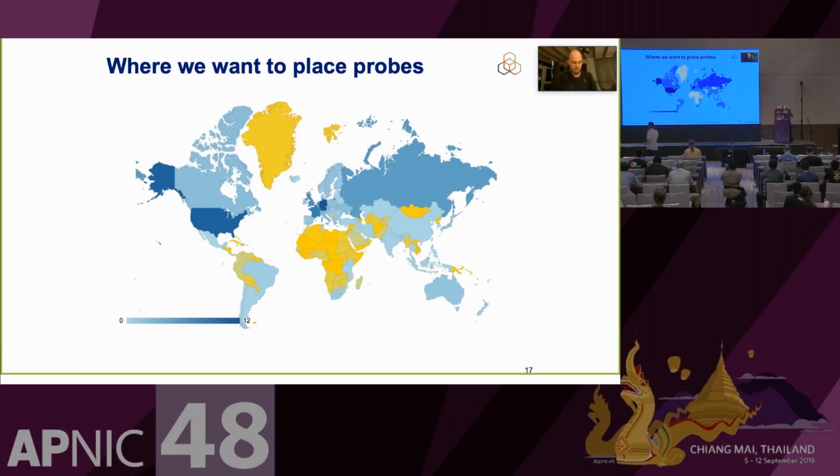Here we're going to see the probes per country. Forget about the scale, just focus on the colors. Blue is good, dark blue is very good, yellow is less good. If you are coming from countries that are yellow on this map, then again, please contact us. We would like to add more probes in these countries.